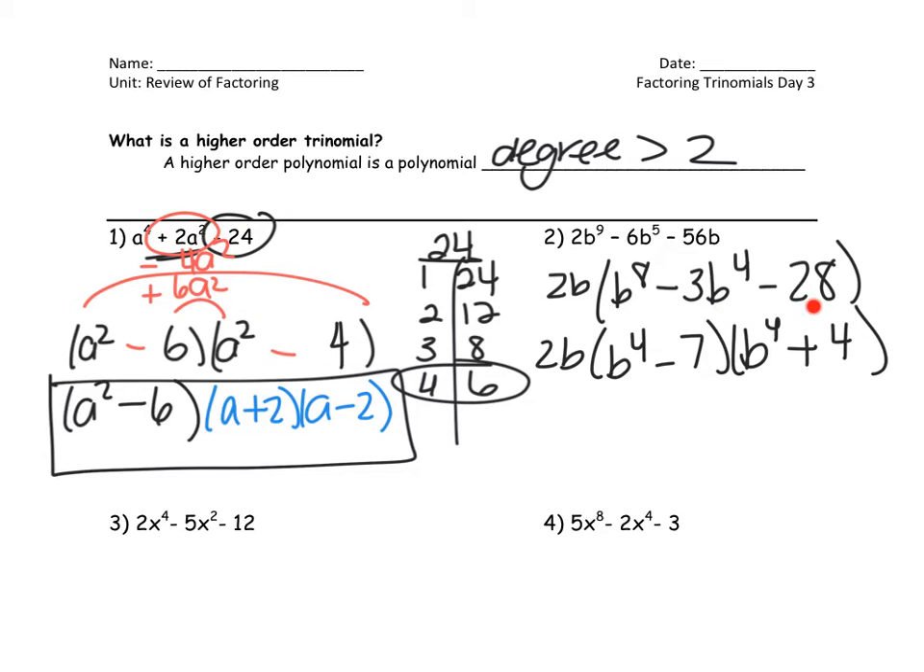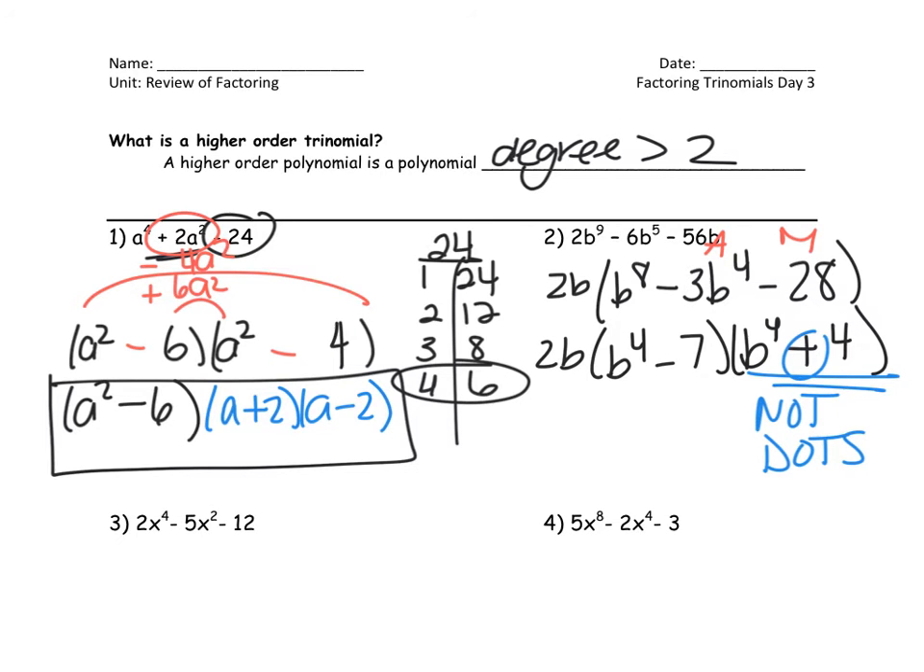Now this is a trinomial, and the leading coefficient is 1, so I just simply did add multiply. What numbers multiply to negative 28 that add to negative 3? I got negative 7 and 4, and that worked out perfectly. Now this in here is not a difference of squares. You can't factor this anymore. It's not a difference. It's a sum of two perfect squares. So you're done. That's your final answer.